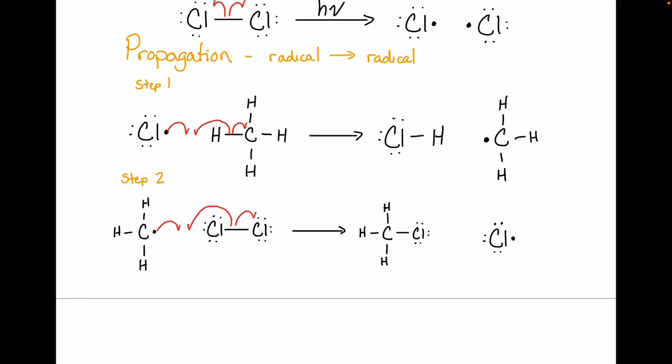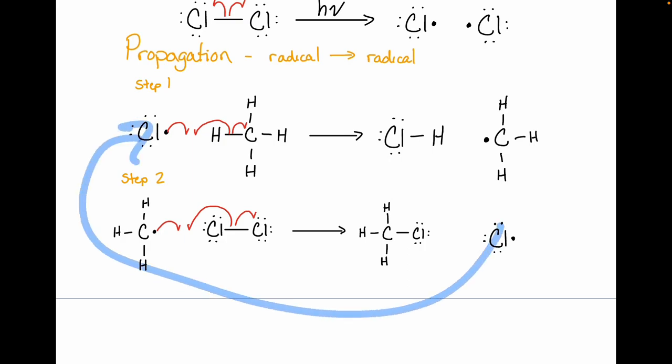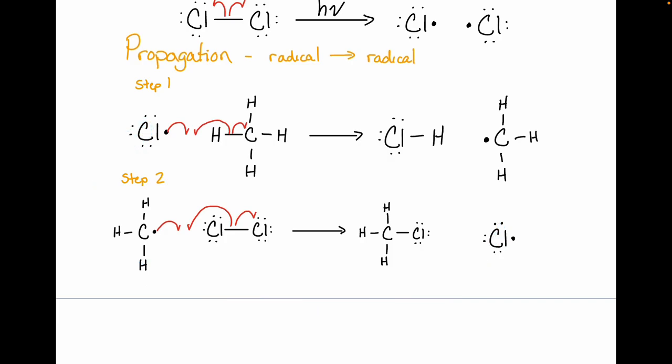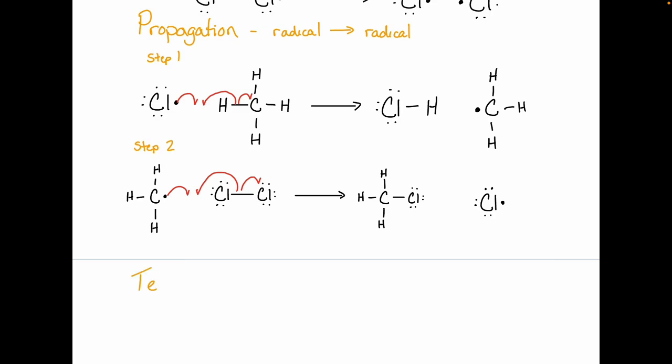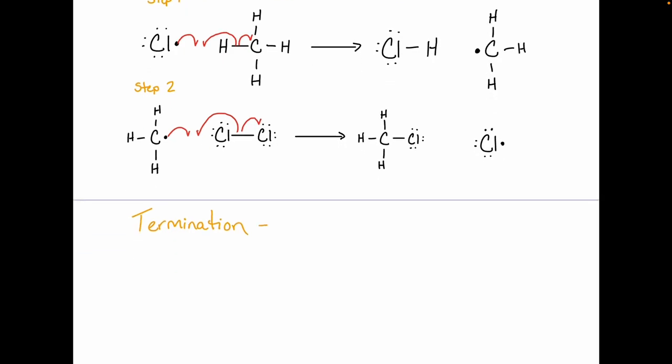Now we've recreated that chlorine radical. It's going to go back and repeat step one over and over again, keep on reacting, until finally we hit the termination step in our mechanism. This whole radical propagation will keep on going until we hit our termination step, which is where two radicals find and react with one another.